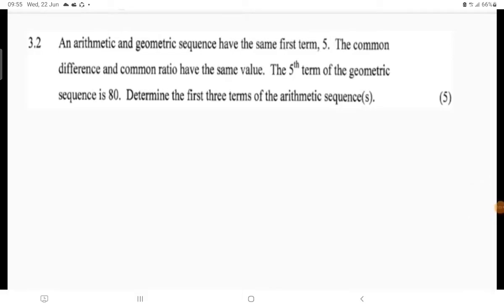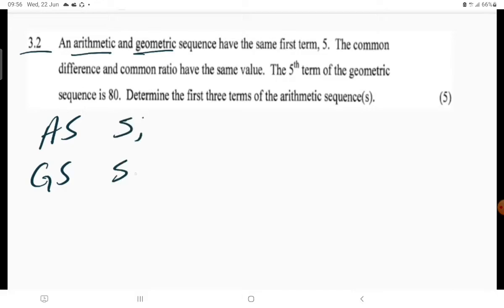Moving on, we are having 3.2, which says an arithmetic and a geometric sequence, which means we have two sequences here, that have the same first term, which is equal to 5. So the arithmetic sequence and the geometric sequence have the very first term, which is 5, and this one is also 5. Good, so the first term is the same. Then the common difference and the common ratio have the same value as well.